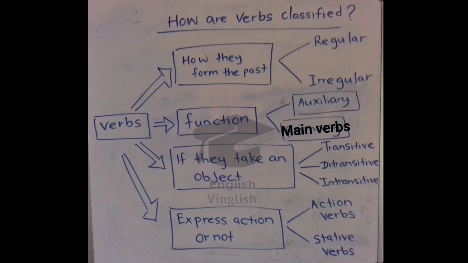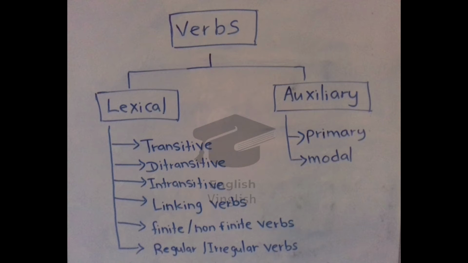As I said before, with the function we can divide verbs into two, as auxiliary verbs and main verbs or lexical verbs. So now we are going to check those in detail. So the two classifications, lexical verbs and auxiliary verbs. Under lexical verbs, we are going to discuss transitive verbs, ditransitive verbs, intransitive verbs, linking verbs, finite and non-finite verbs, regular and irregular verbs. So the things we discussed above are here, right? Next one, auxiliary verbs. Under auxiliary verbs, we have to learn primary auxiliaries and modal auxiliaries.